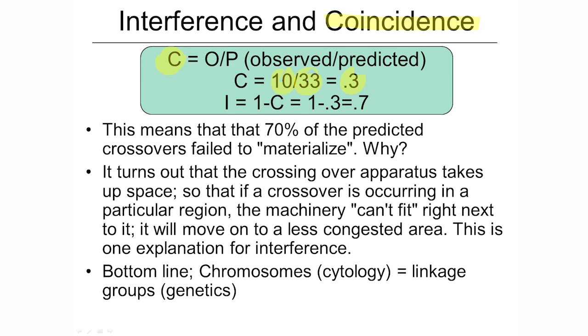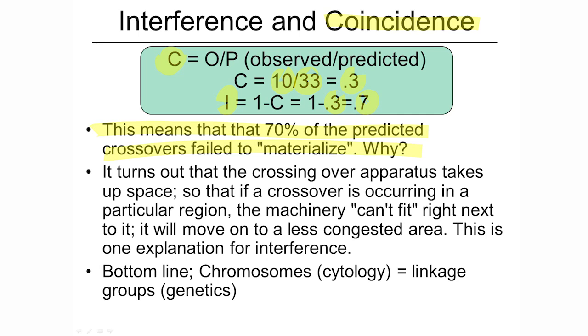That's the coincidence. Interference is best understood, which is I here, as 1 minus the coincidence, because, in other words, it's what failed to happen, the percentage that got interfered with. So 1 minus 0.3 is 0.7. They have to add up to 100%. Out of the ones we predicted, 30% actually transpired. That's the coincidence. 70% were interfered with. That's the interference. So 70% of the predicted crossovers failed to happen, to materialize.